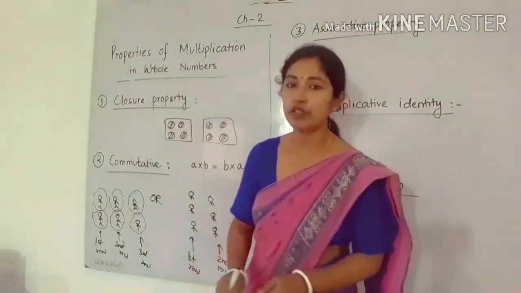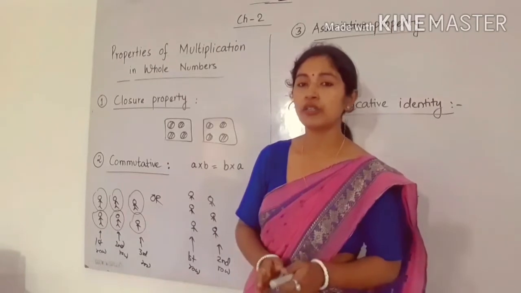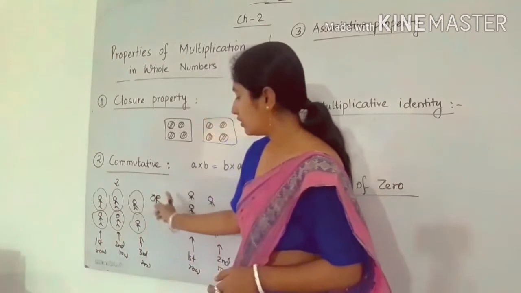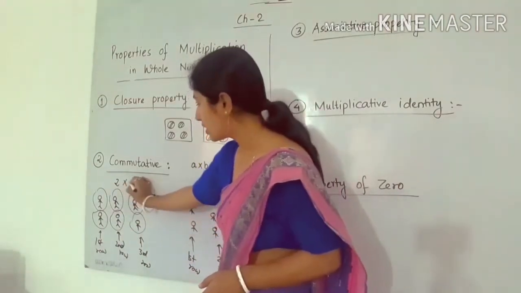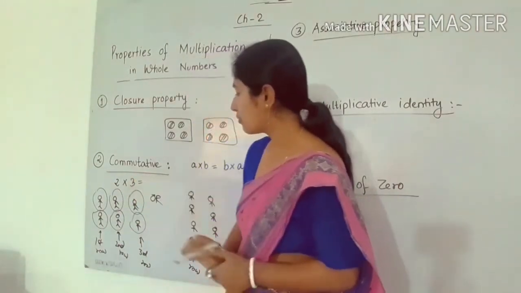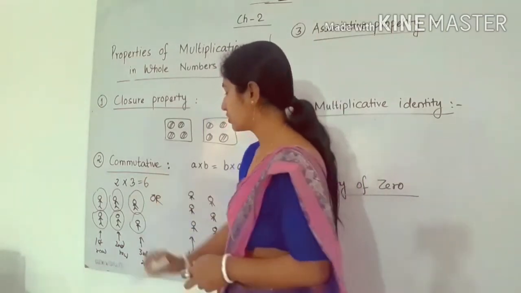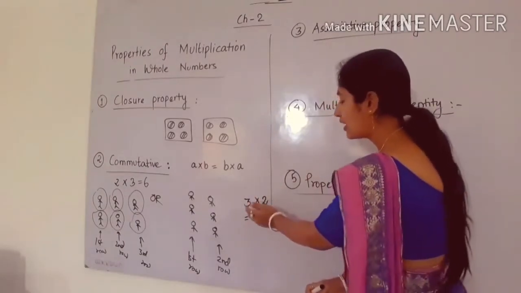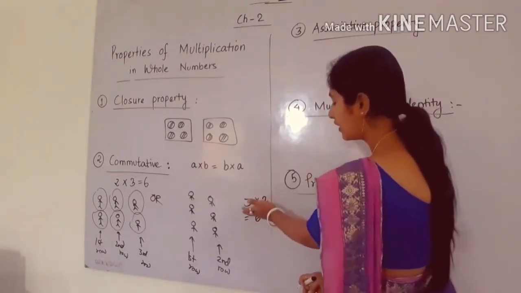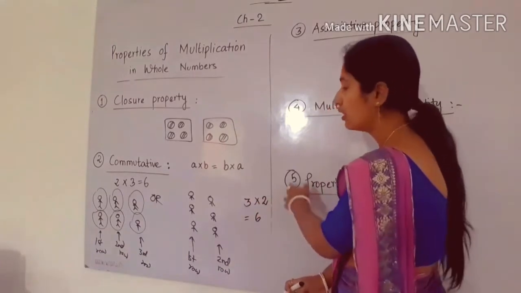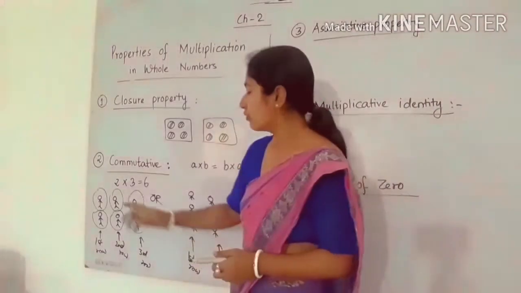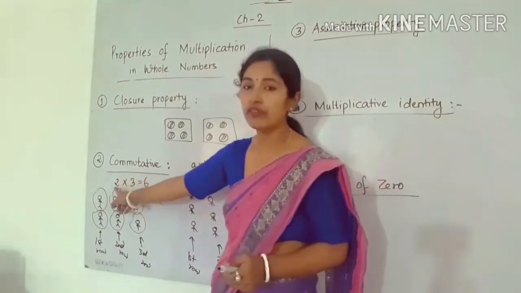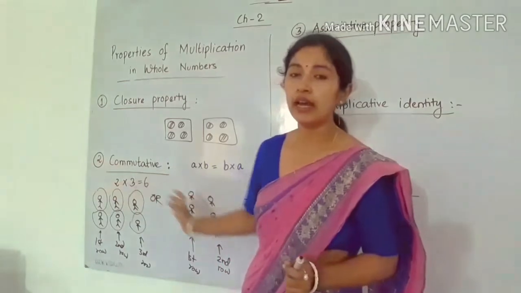Here also, first see the number of persons in one row. The number of persons in one row is 2, and the total number of rows is 3, so it is multiplied by 3. What will be the total number of persons? It will be 6. So here, in the earlier case, first we took 3 and multiplied it by 2. In this case, we are just interchanging the numbers. First we write 2, then we write 3, and the answer is what?